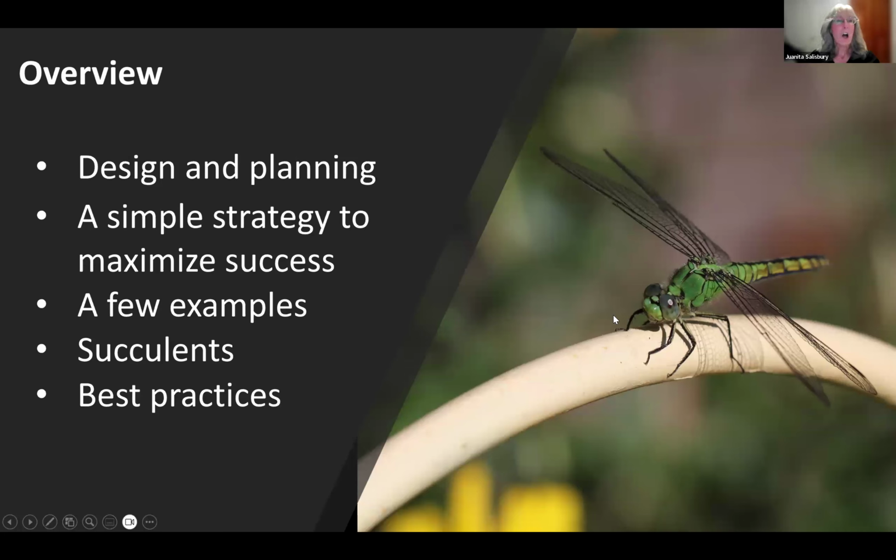So the overview tonight, I'm going to talk a little bit about design and planning, kind of like the theory of everything. And then I'm going to talk about a simple strategy so that we can maximize our success, give you a few examples of plants. We'll talk about those succulents, and then we'll wrap it up by talking about best practices. And the photographs that you see are all done by me of the various creatures that I see in our gardens.